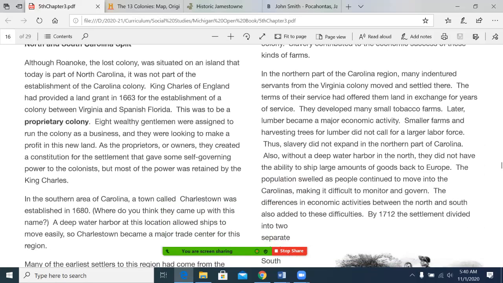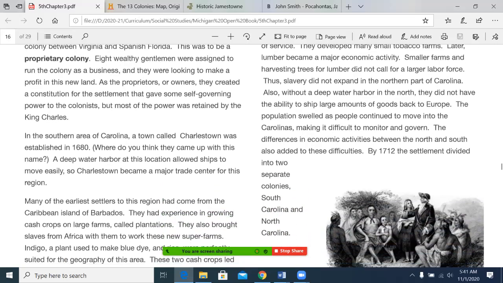In the northern part of the Carolina region, many indentured servants from the Virginia colony moved and settled there. The terms of their service had offered them land in exchange for years of service. They developed many small tobacco farms. Later, lumber became a major economic activity. Smaller farms and harvesting trees for lumber did not call for a larger labor force. Thus, slavery did not expand in the northern part of Carolina.